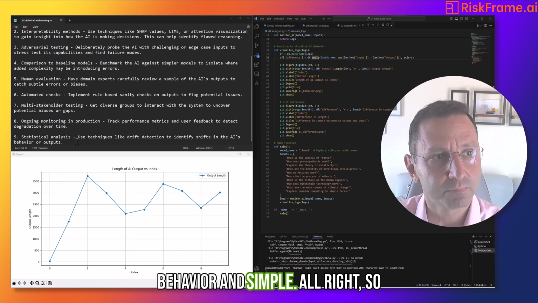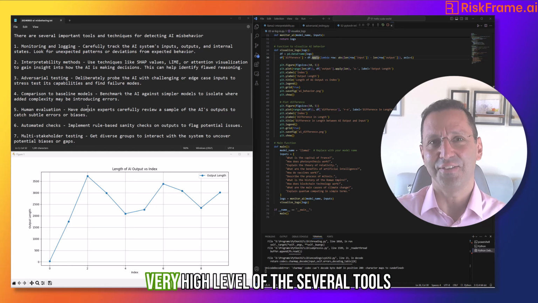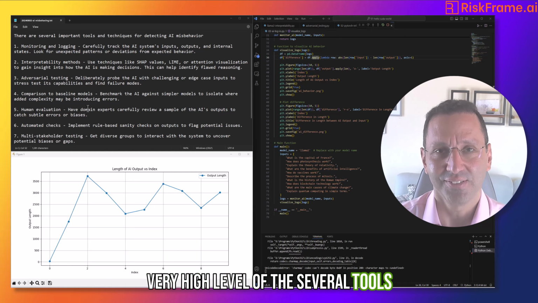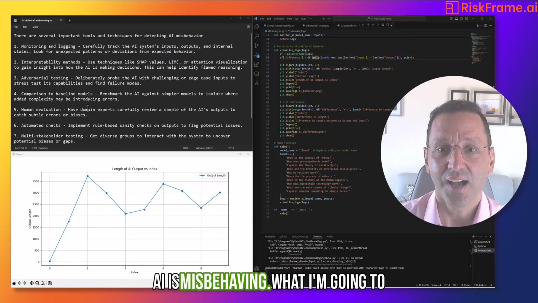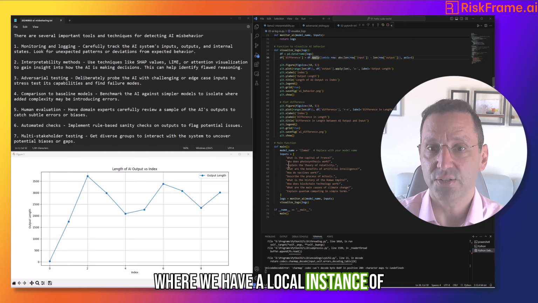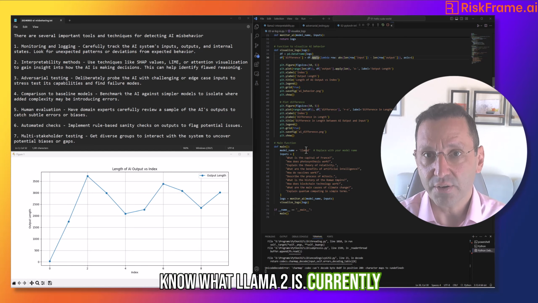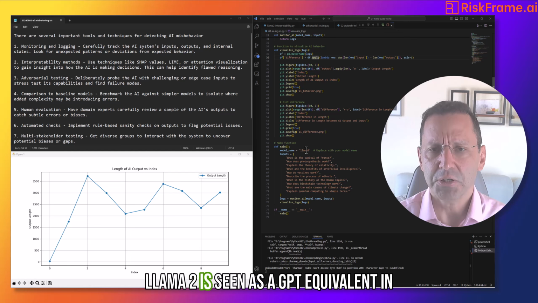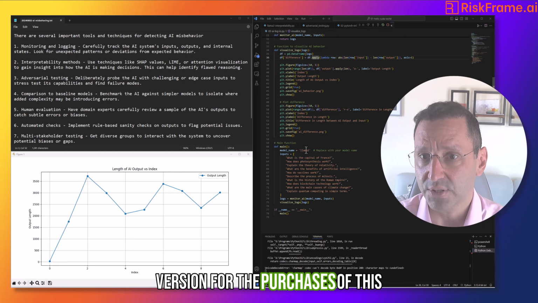All right, so with that, we've taken you through a very high level of the several tools and techniques for detecting if your AI is misbehaving. What I'm going to focus on now is just a brief demo where we have a local instance of Llama 2. For those of you that don't know what Llama 2 is, currently Llama 2 is seen as a GPT equivalent in version 3.1. We'll be using the older version for the purposes of this demo.